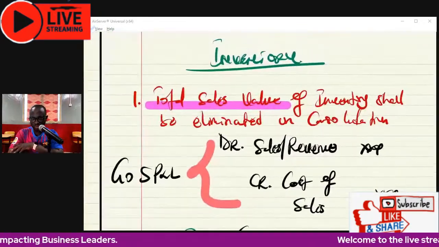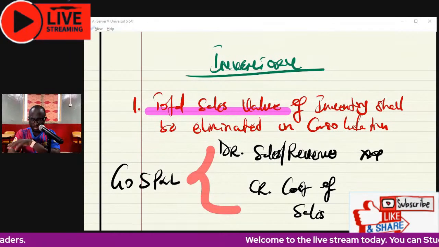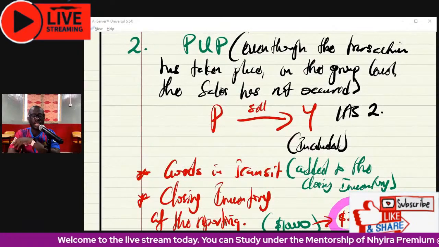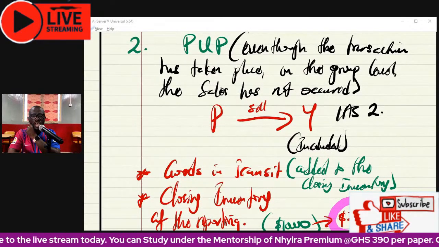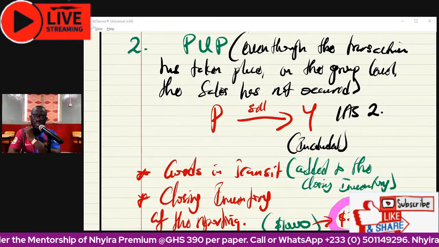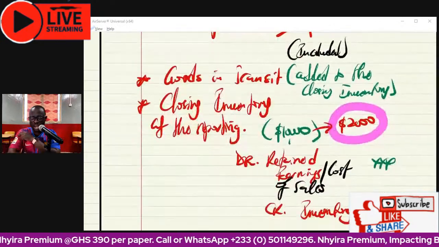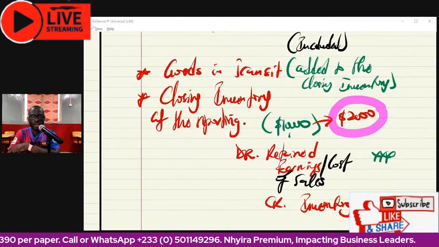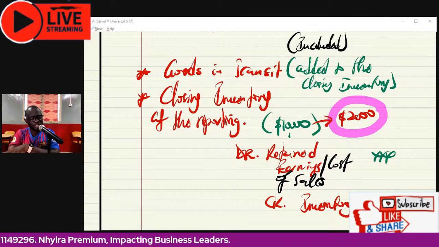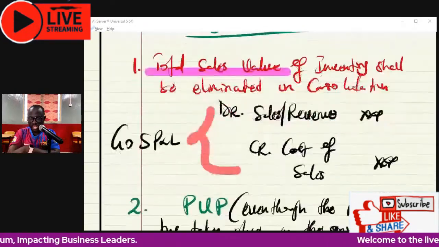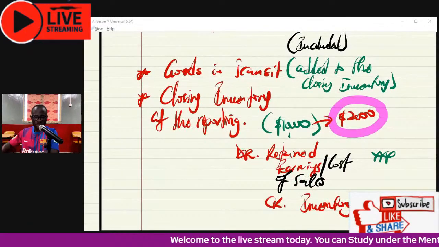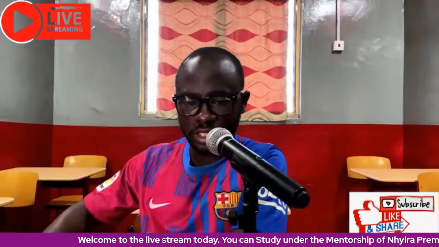So that is the idea about provision for unrealized profit. So when it comes to inventories, one, total sales must be eliminated. Two, any inventory outstanding at the reporting date, we have to note that it is being overstated as per IAS 2. For that reason, we have to calculate the provision for unrealized profit, and that provision must be adjusted for in the financial statements, both in the P&L account and in the statement of financial position. Any questions about inventories? Let me know if you have any questions for me real quick.